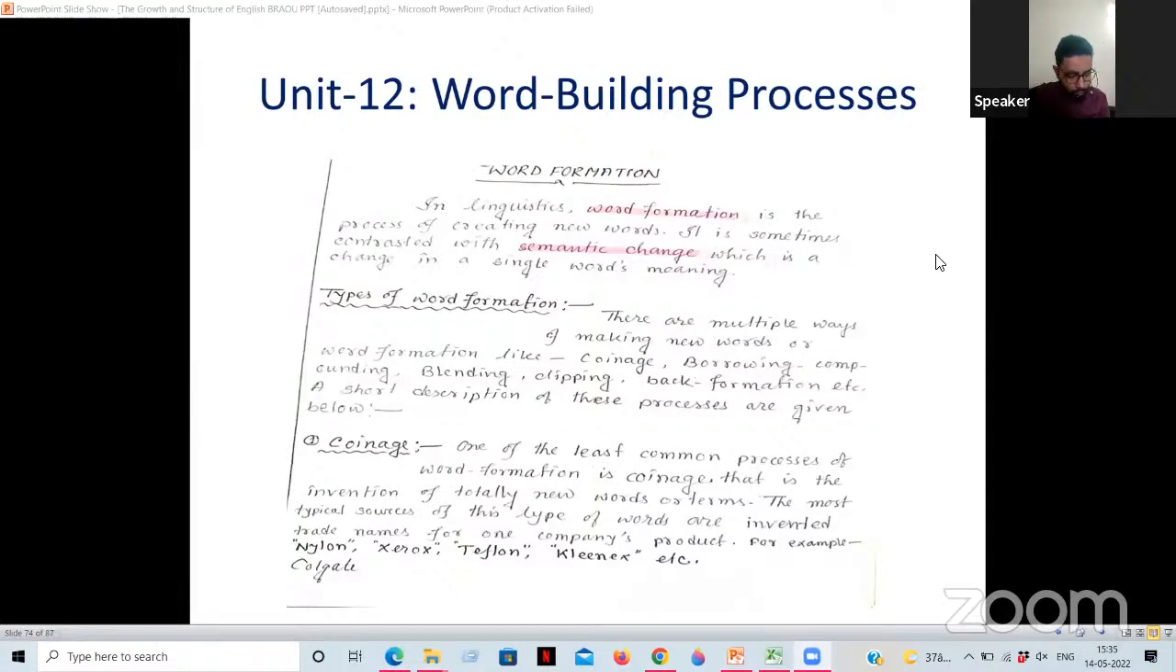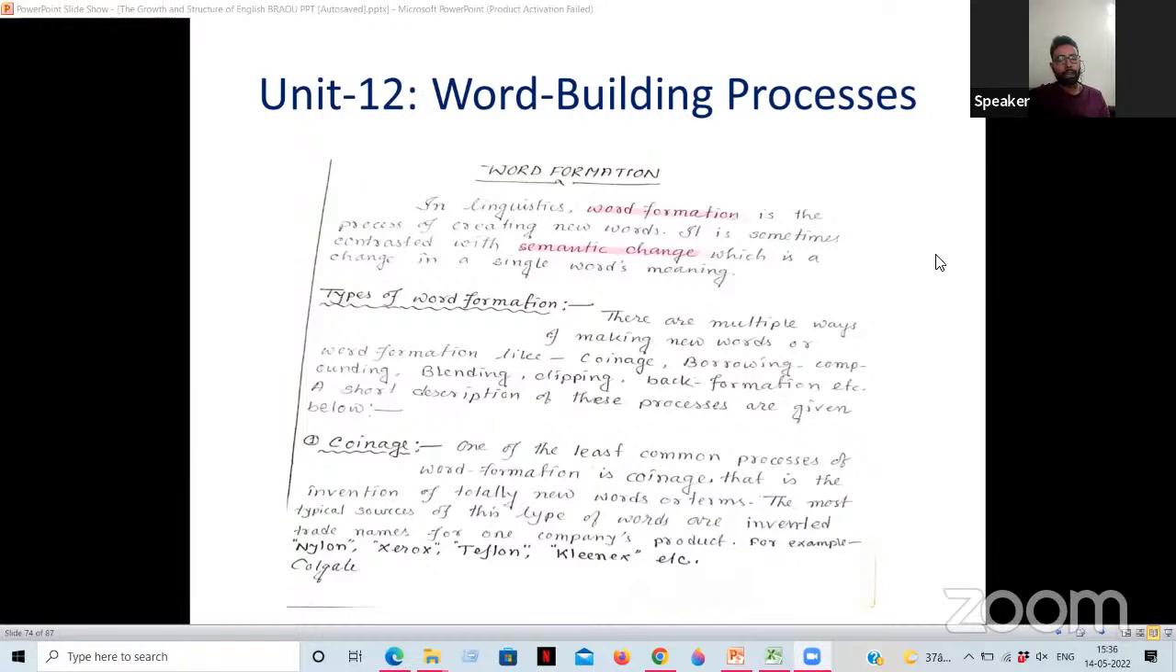I just wanted you to see the meaning of what is word formation. It's a process through which new words are created. Maybe we use existing words, we make some deletion, some addition, some subtraction from a particular word to create a new word. Or sometimes we change the meaning. That is what is called semantic change. Semantic means study of meaning.